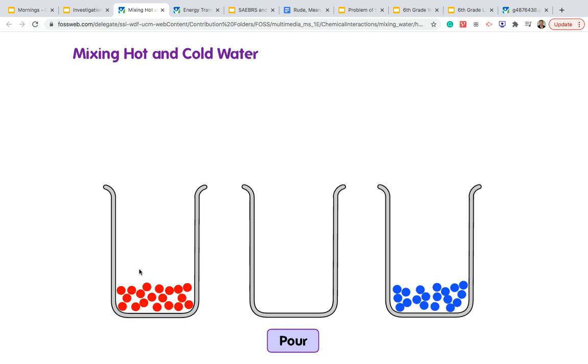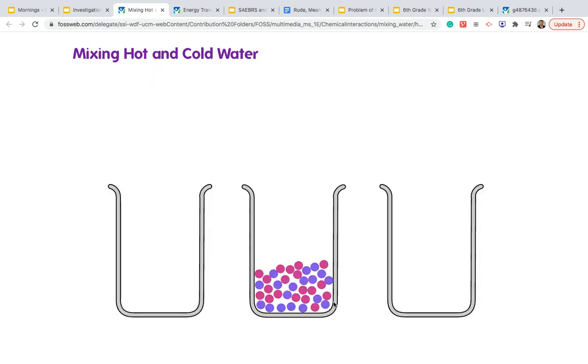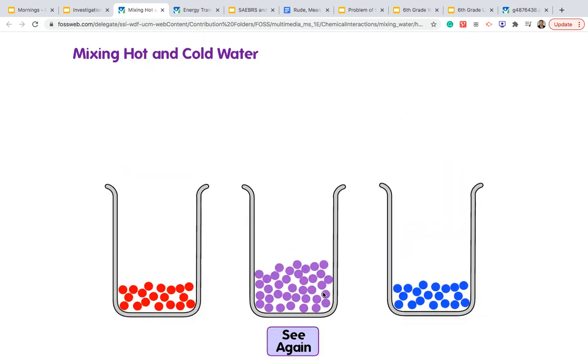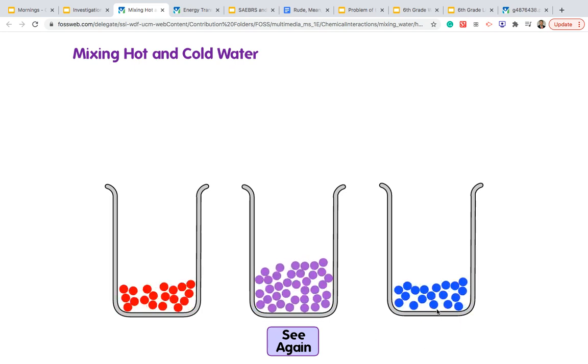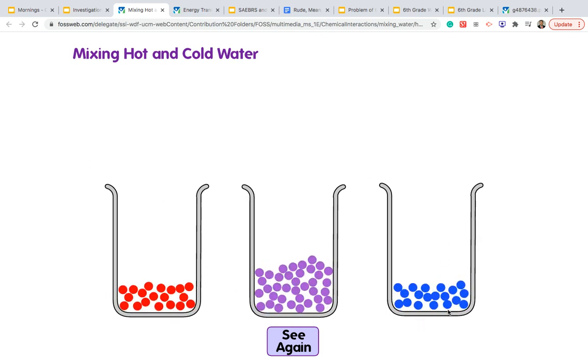So we have our fast ones over here in red and our slow ones over here in blue. When we mix them together, they're going to collide and they're going to average out. So it's an average between our hot and cold. One of the things that we talked about in class is that it can't be hotter than our original hot one, and it can't be colder than our original cold. It has to be somewhere in the middle.